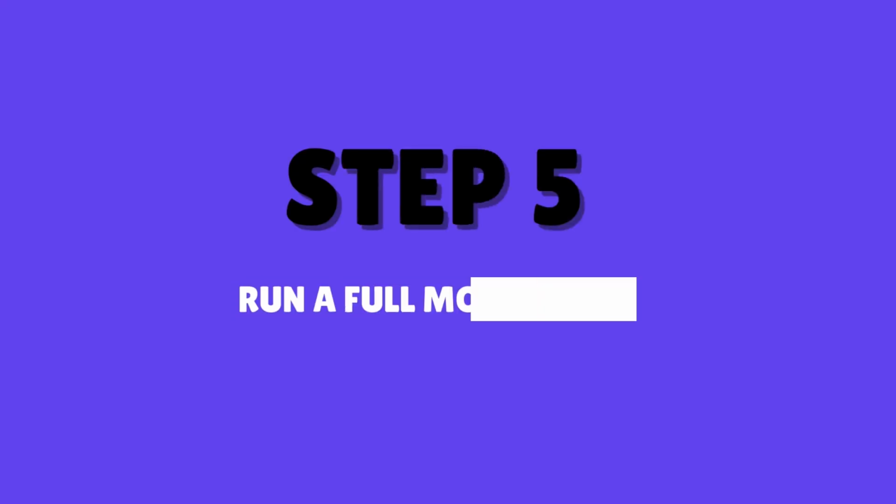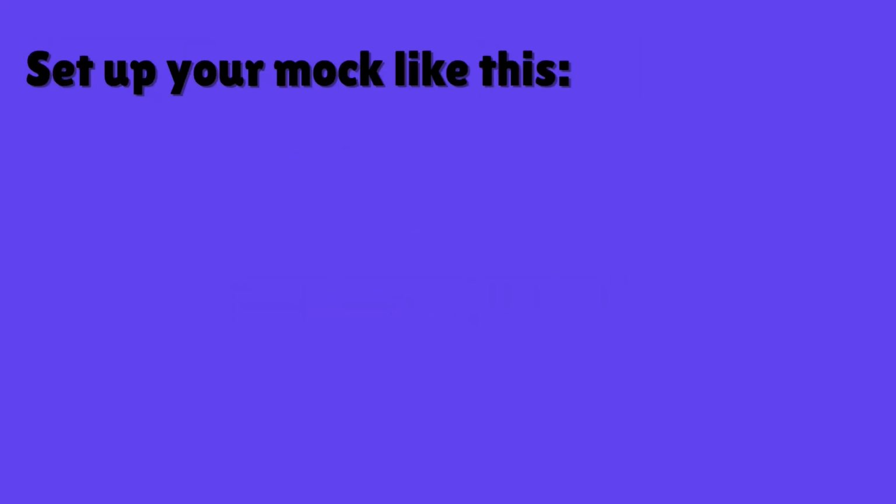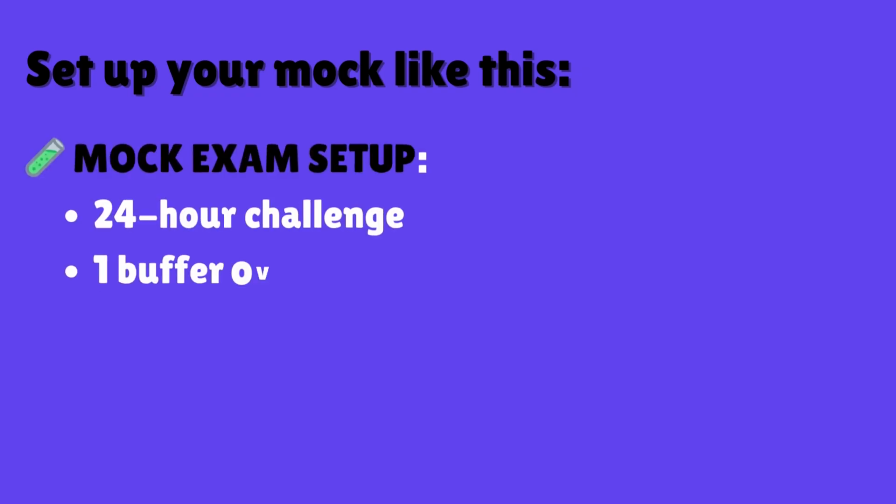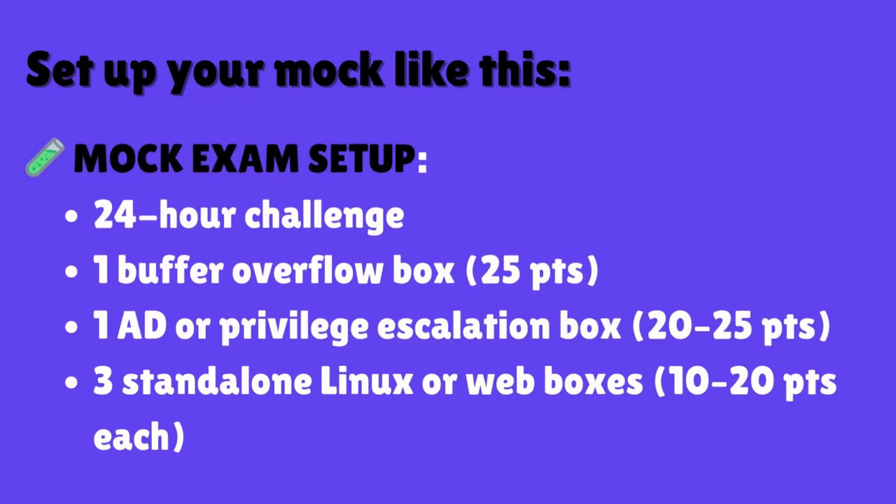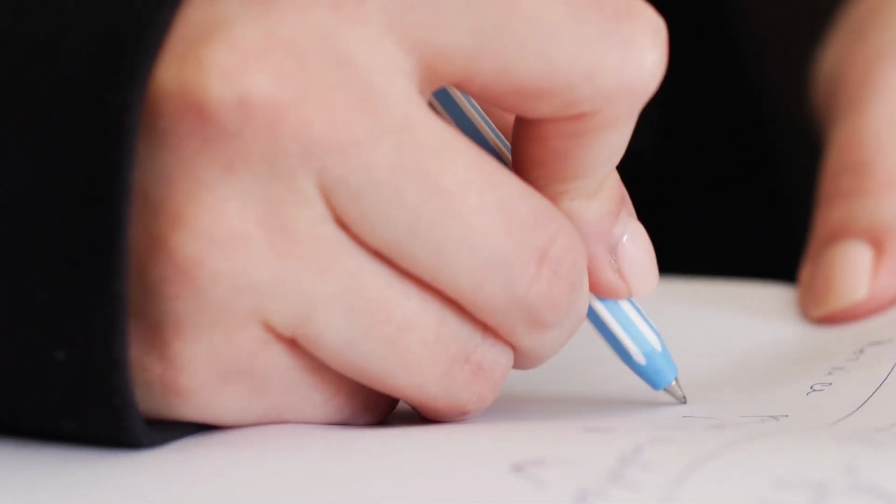Step 5, run a full mock exam. Set up your mock like this, a 24-hour challenge. One buffer overflow box, 25 points. One AD or privilege escalation box, 20 to 25 points. Three standalone Linux or web boxes, 10 to 20 points each. Track your score. Time every exploit. Write the report after, just like the real test.